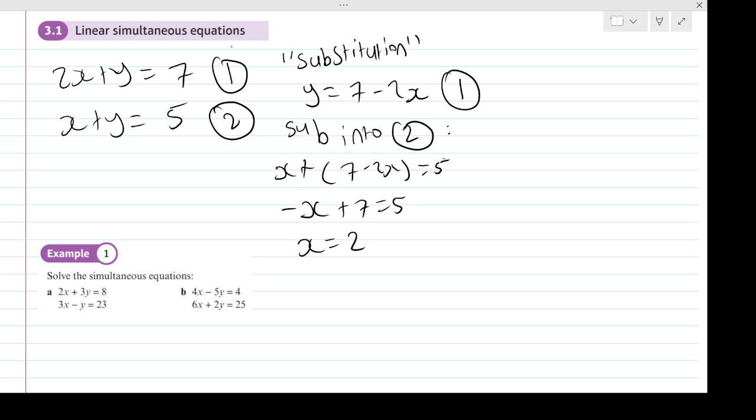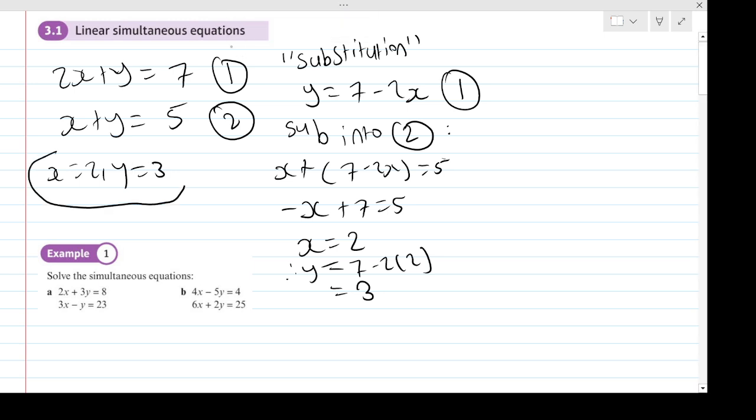But now if I know what x is, well, we know what y is in terms of x, right? That's our substitution here. So therefore, we can then say y is 7 minus 2 lots of 2. That's going to be 7 minus 4, which should be 3. Therefore, we got a unique solution, which should be x is 2, y is 3. The whole idea is that these values are the only values that make both equations correct. So they solve both equations.